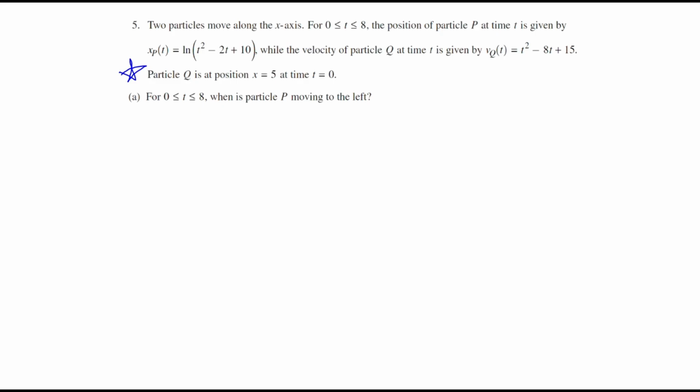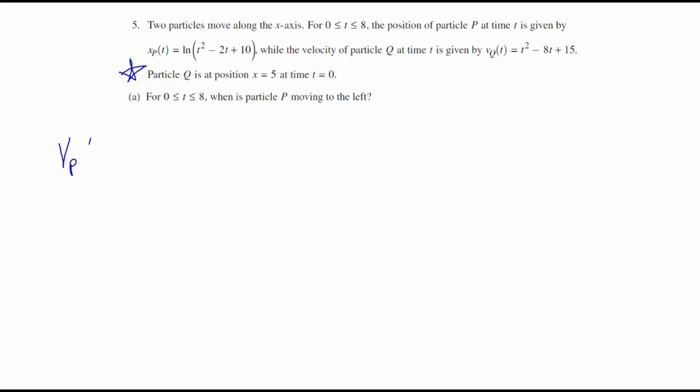And we want to know, first off, for t equals 0 to 8, when is particle P moving to the left? So in order to figure out when a particle is moving to its left or to its right, we need its velocity to be either negative or positive. Moving to the left would be a negative velocity, and moving to the right would be a positive velocity. Well, we don't have the velocity of particle P, so we need to find it.